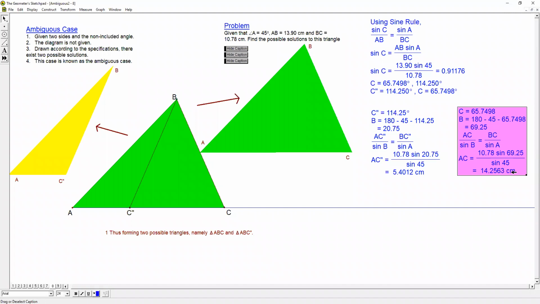14.25 centimeter. Okay, so that is why when we construct the triangle, I ask you to draw a very long horizontal line, because we do not know how long the length AC is. Now we realize that the length AC sometimes is very short and sometimes it is very long, as in this triangle short, and as in this triangle it is very long.